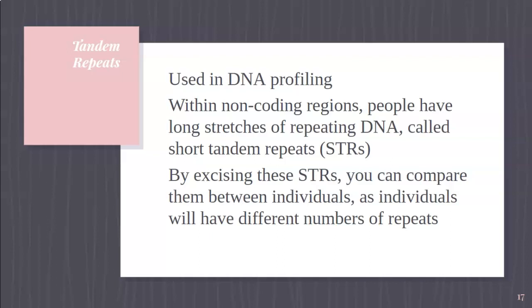So when you take out those short tandem repeats, you can actually compare them between individuals because every single person that's listening to this video is going to have a different amount of these short tandem repeats in these different non-coding regions. And so that's what DNA profiling is, and when you're doing crime scene stuff, you compare these and you can determine who done it because individuals will have a different number of repeats within them.